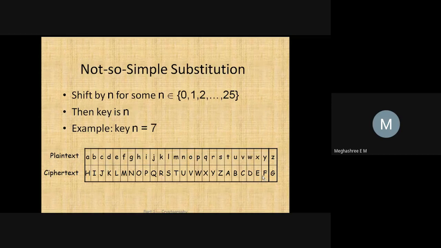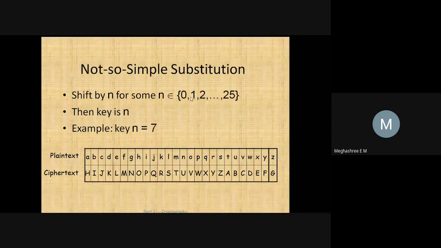Let me consider an example where an attacker will suspect that the received text is encrypted with the simple substitution method. I'll repeat the example. Consider an attacker who receives a message and suspects that it is encrypted using a simple substitution cipher, using a shift of n, right? n can take a value from 0 to 25.